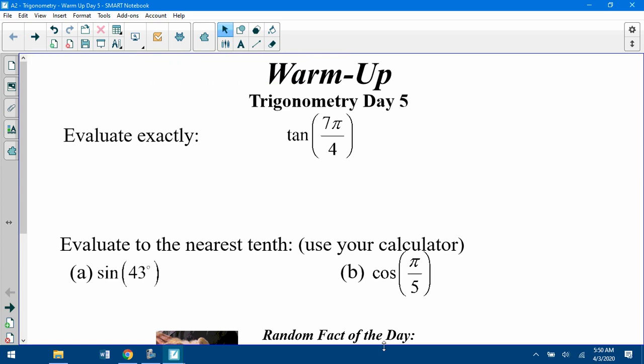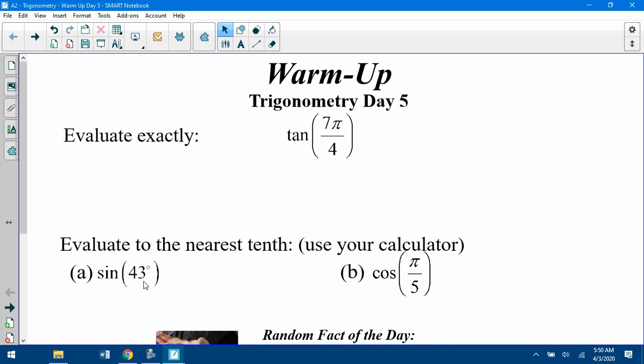So why don't you take a second and pause the video and try these. Evaluate exactly. This is just what we did yesterday. These ones we didn't actually do yesterday. It is on the homework tonight, so make sure you know how to do this, so don't flip past this. Evaluate to the nearest tenth.